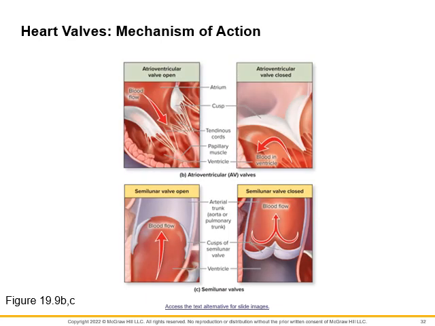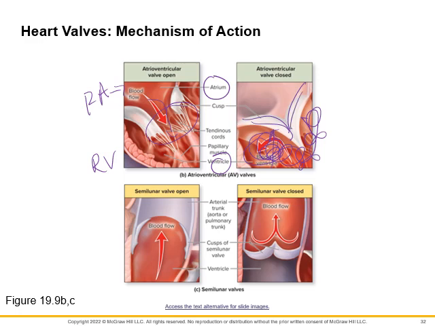This image here is showing you the mechanism of action. They want you to see that the AV valve is open, so we're going from the atrium to the ventricle. Let's say we are on the right side. Right atrium here, blood is flowing into the right ventricle. This valve has to be open, right? If it's not open, the blood won't flow from the atria to the ventricle. Once the blood is all filling in the ventricle, the pressure causes this valve to close. So now there's no backflow.